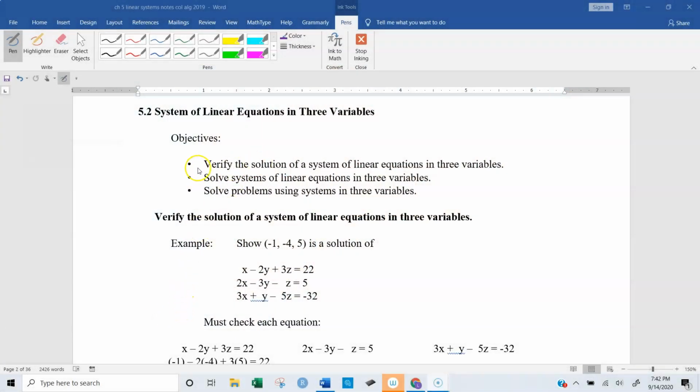So here we go. We're going to verify a solution of a system just like we did with the linear equations, and now you're going to plug in your point, x, y, and z, and find if they are actually solutions of all three of these equations. You're going to solve the system of linear equations in three variables. So this is actually 3D. And then you're going to use this to solve problems with 3D.